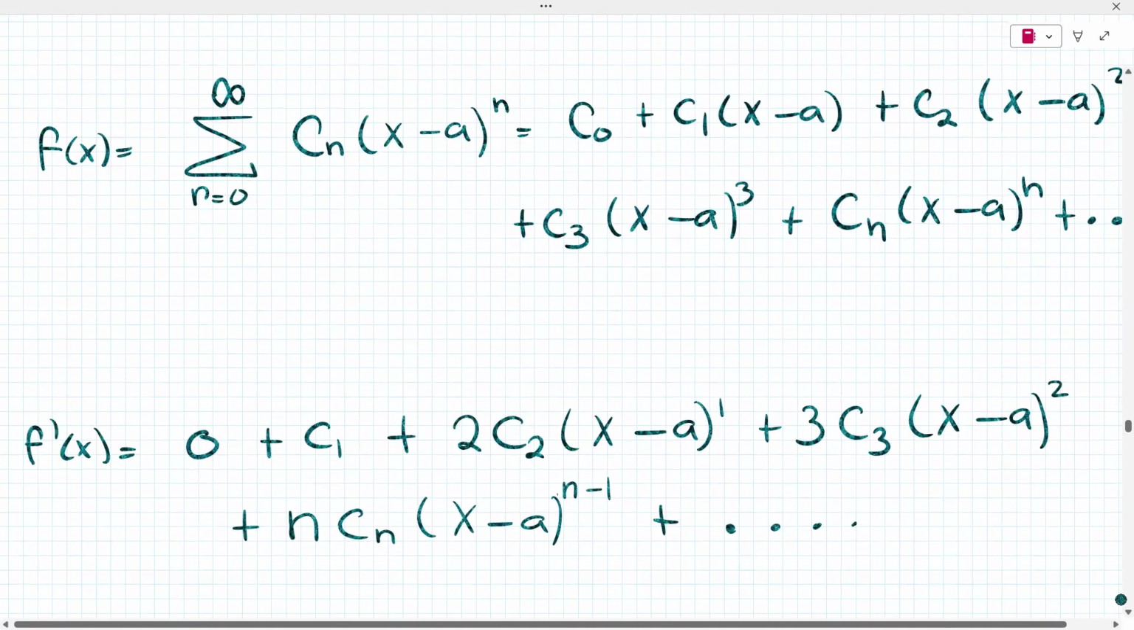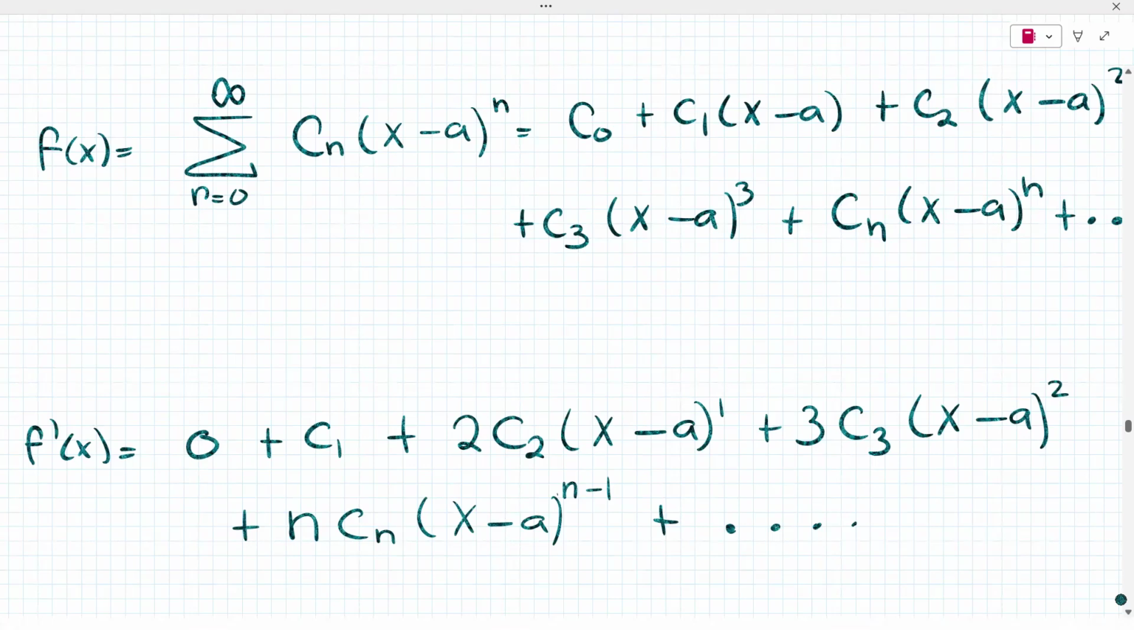So if you recall, if you have c naught plus c1 times x minus a plus c2 times x minus a squared plus c3 times x minus a cubed, you can take the derivative. The derivative of c naught is a constant, so the derivative of the constant is 0. Over here, what's the derivative of c1 times x minus a? It's just c1. Because I think what they did was use the power rule. So 1 times c1 is c1, and then x minus a to the 0 times the derivative. So that's how you get c1.